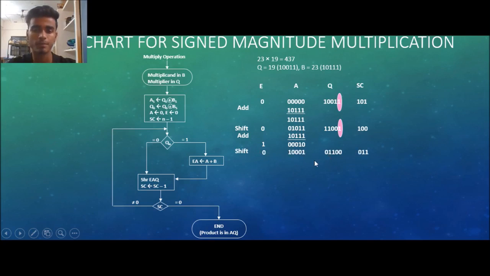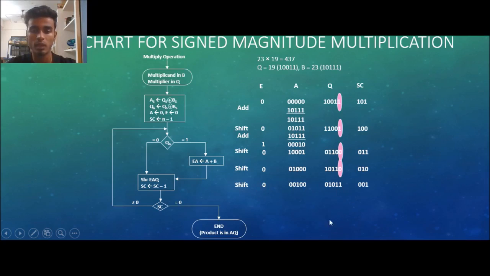After shifting, we see that Qn is 0. So in this case, we don't have to perform the addition operation. We can just shift it to the right and decrease the sequential counter. So we do exactly that. Again, we encounter Qn as 0, so we again follow this simple operation of shifting to the right and decreasing the sequential counter. And now we are left with 1 in Qn again.